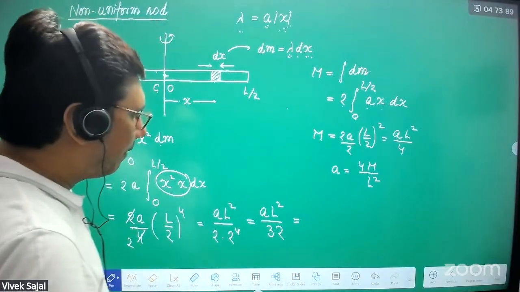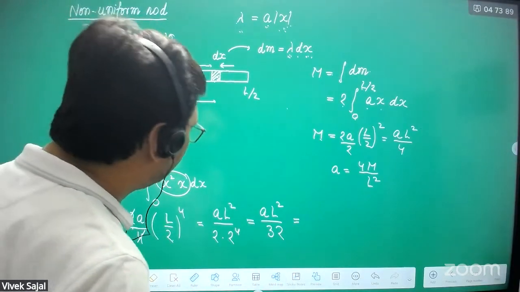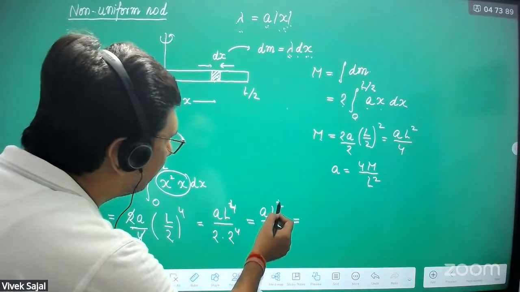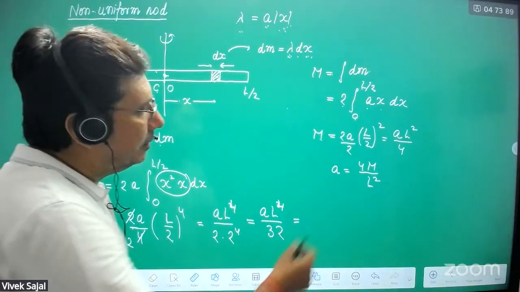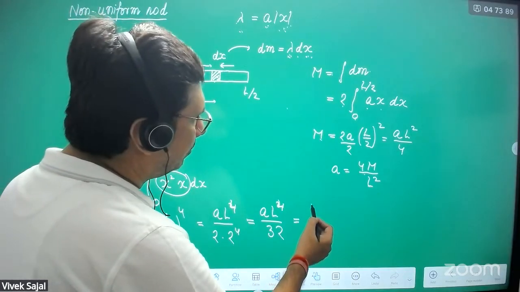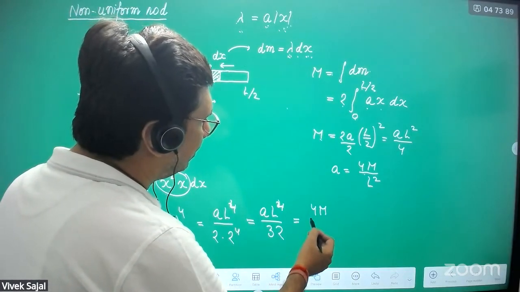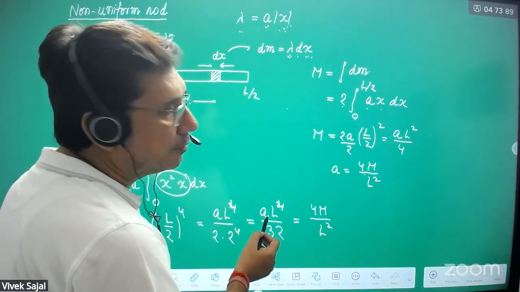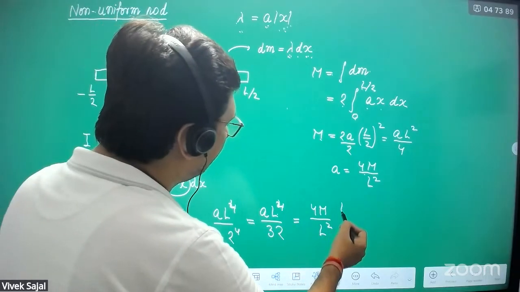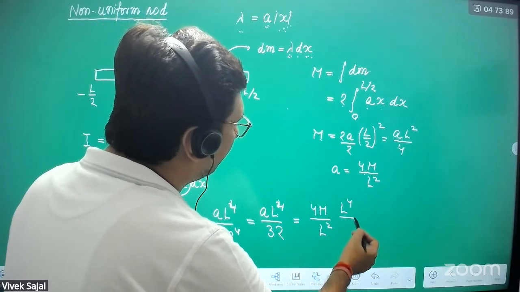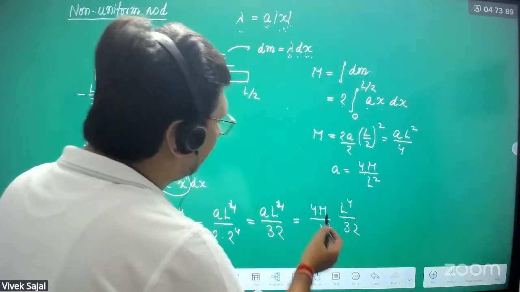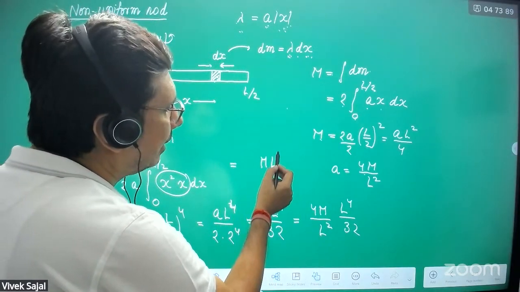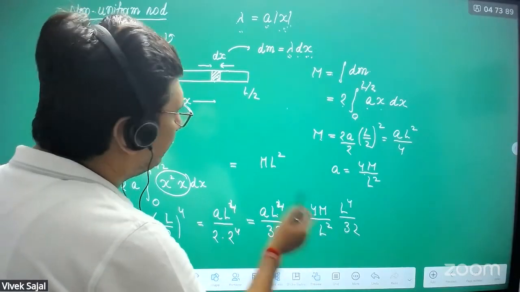Substitute here. L to the power 4 will come, right? What, beta? Square of L squared will be L to the power 4. Okay, beta. This is L to the power 4. Now substitute this. So this will be 4m upon L square in place of this. And this will be L to the power 4 upon 32. So this will be ml square. And this will be 1 by 8.